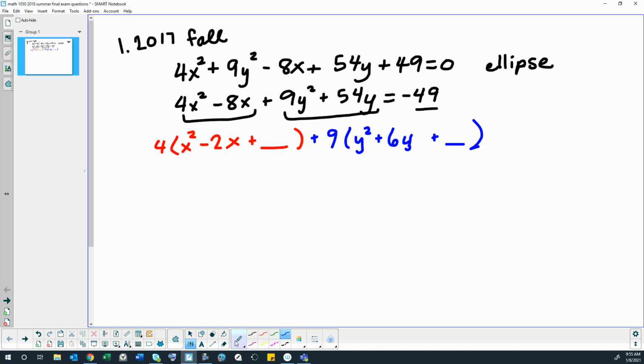And then, of course, this equals that negative 49 I put on the other side, which right now, a negative number over there doesn't make sense, but don't worry about it. It's all going to work out.